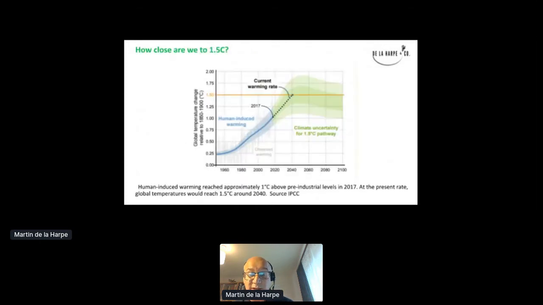If you have a look at the graph on the screen now, it just shows you how close we are to the 1.5 degrees C, and obviously the chance to modify the curve, change the curve. We achieved a 1 degree rise above pre-industrial levels in 2017. So the clock is really ticking.